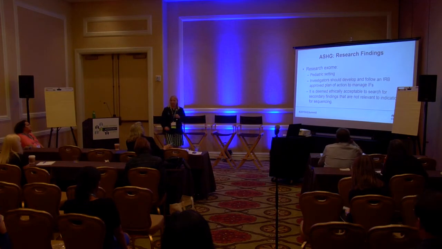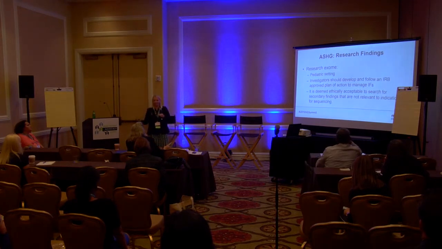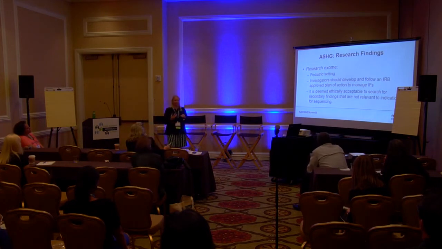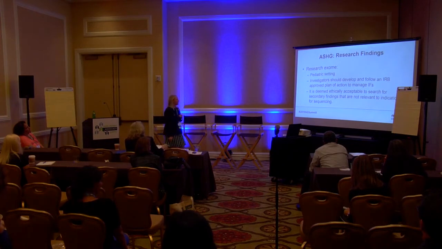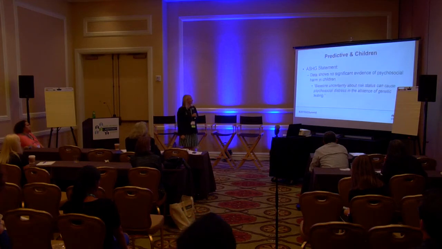A lot of times the information needs to be verified in a CLIA lab, because it can't be part of the true medical record unless it's been validated by a CLIA lab. But research findings can also include primary as well as secondary findings. And then they just say that everything needs to follow an IRB-approved plan of action that manages incidental findings, so that should be part of the structure of the research protocol before the testing takes place. And everything really just has to be ethically acceptable.